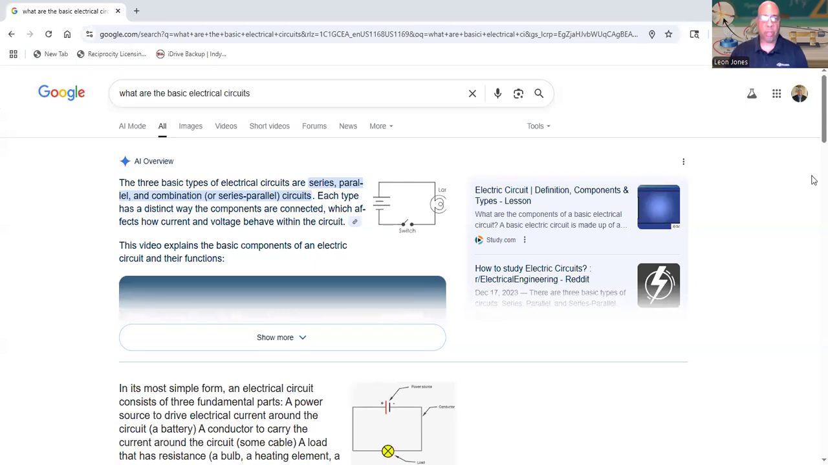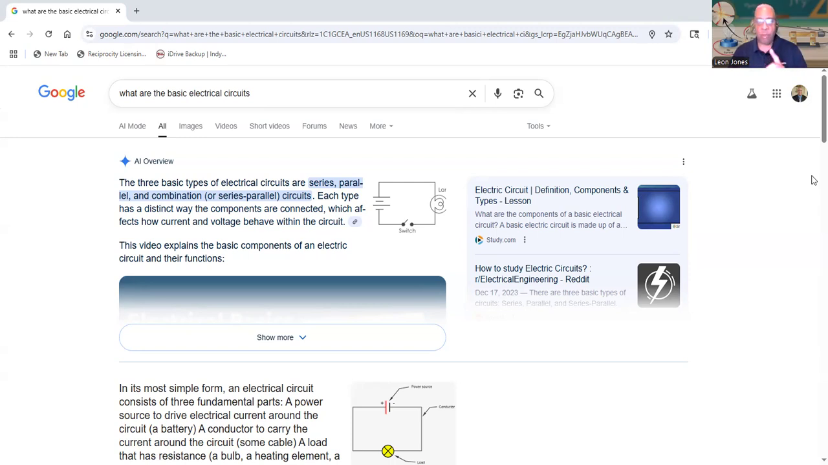There are three types of circuits. I've already given you the first two. The third one is just a combination of the first two. So basically, there are three types of electrical circuits: series, parallel, and a combination, which I call series parallel circuits. Each type has a distinct way the components are connected, and that affects how the voltage behaves within the circuit.